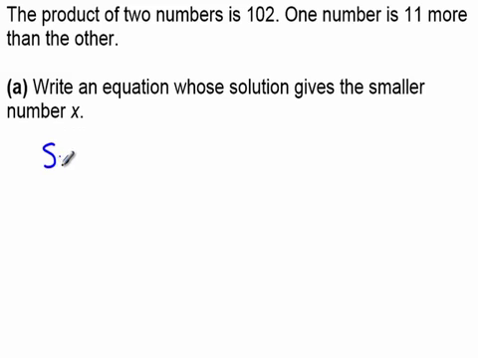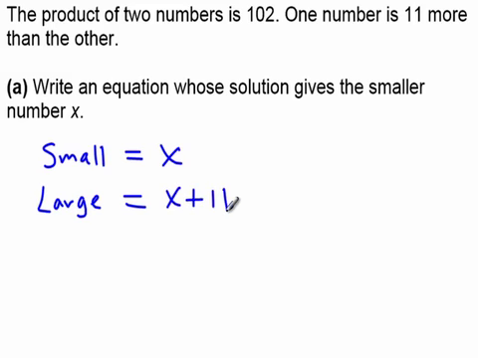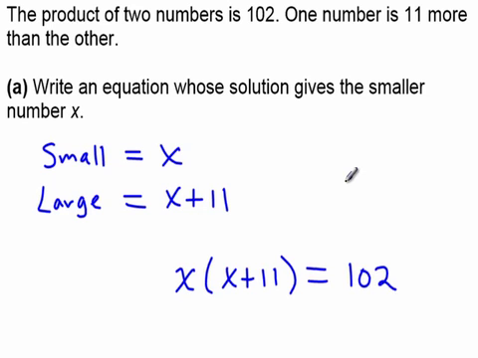So let's let the small number be x, which means that the larger number would be equal to x plus 11, since it's 11 more. And we know that the product of these two numbers, which implies multiplication, so x times x plus 11, the product of these two numbers is equal to 102. So answer to part A, x times the quantity x plus 11 equals 102.